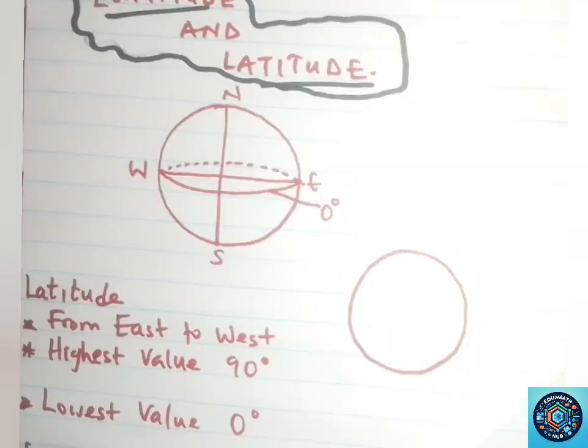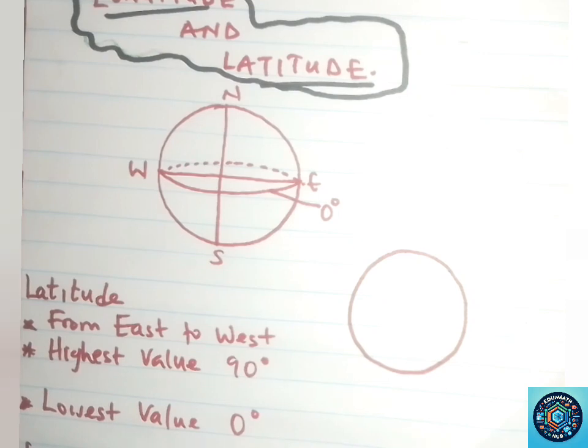In today's video, I'll be teaching you guys longitude and latitude for your JAMB, WAEC and NECO. This is a very important topic. It always comes out in your mathematics exam. So this is longitude and latitude. I'm going to be teaching you this topic, so stick to the end of the video because you'll gain a lot of things.